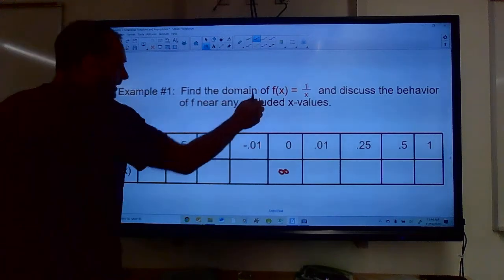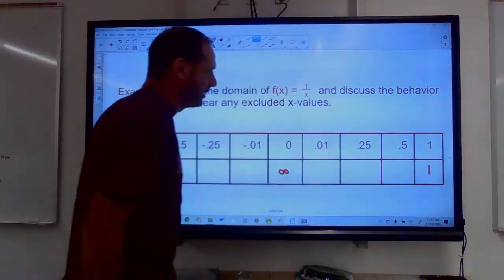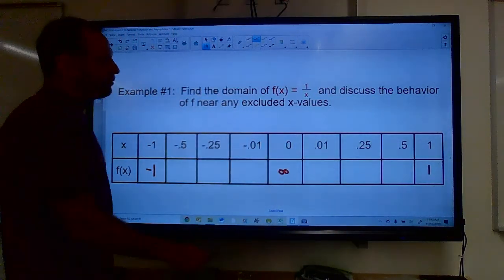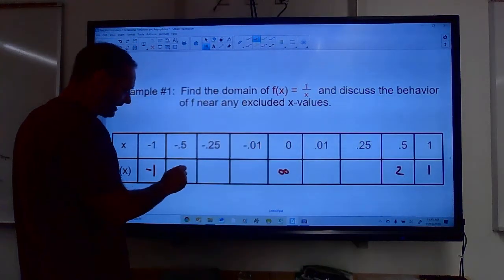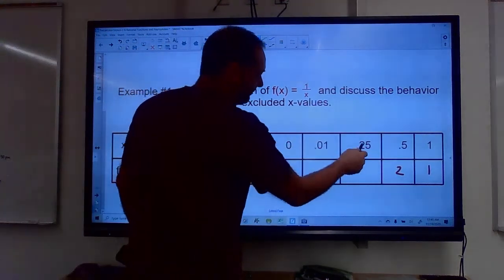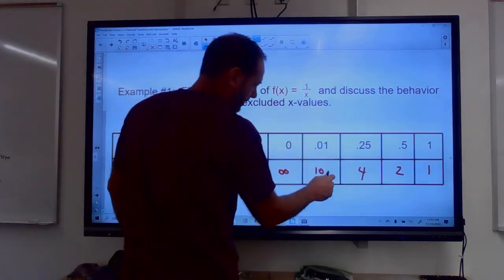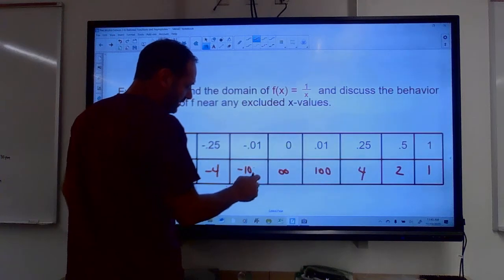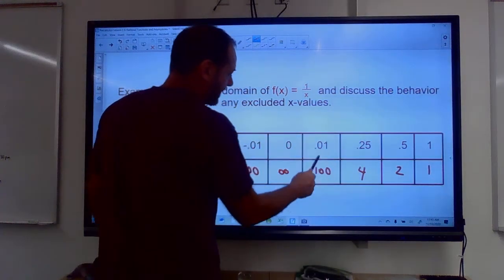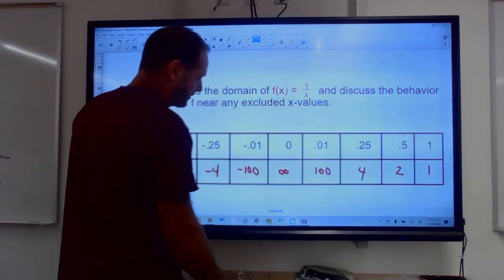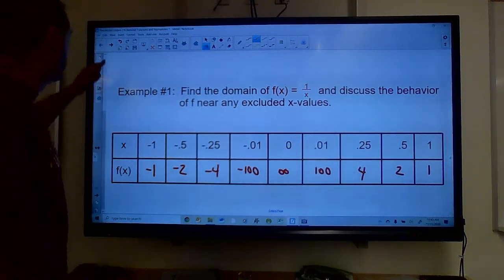If I plug in -1, I get 1 over -1 is -1. If I put in +1, I get 1 over 1. If I put in 0.5, 1 divided by 0.5 is 2. 1 divided by -0.5 is -2. 1 divided by 0.25 is 4. This would be -4. 1 divided by 1/100th is 100. This would be -100. So what you can see happening here is as you're getting closer and closer to 0, on this side, it's getting bigger and bigger and bigger. On this side, it's getting smaller and smaller and smaller. That creates something called an asymptote, which we're going to talk about quite a bit.